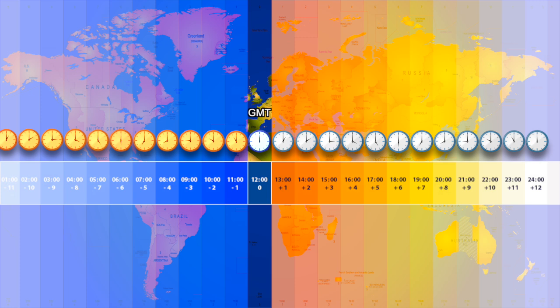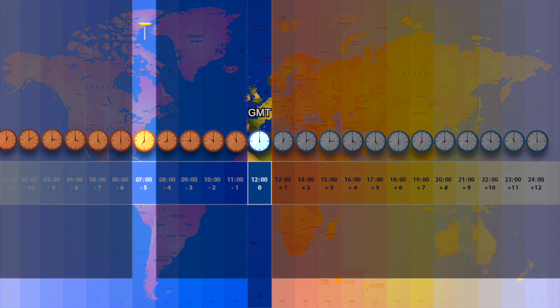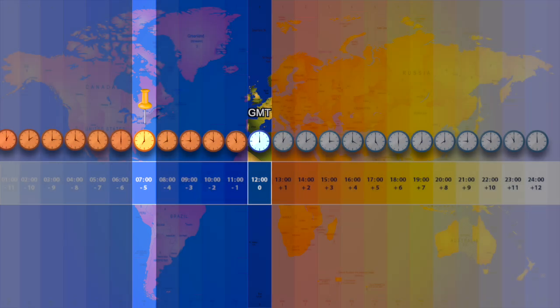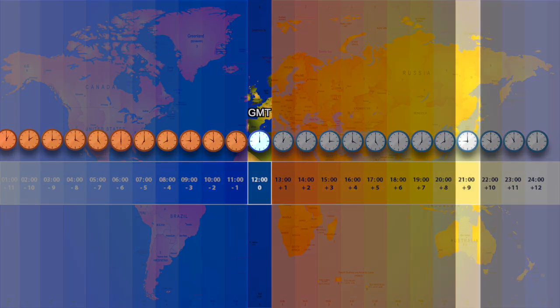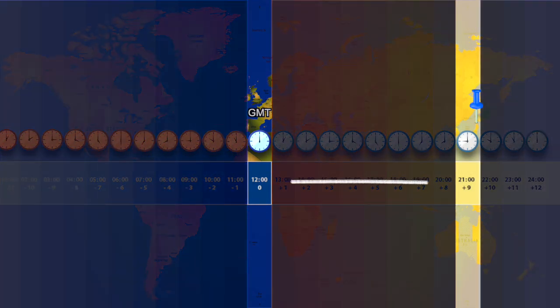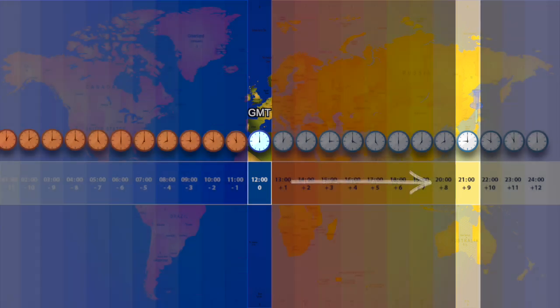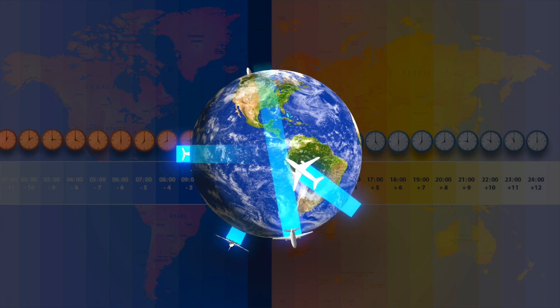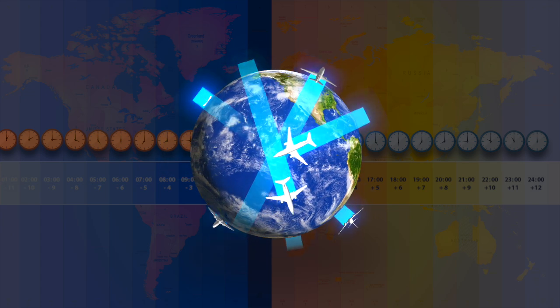Let's show some examples. Eastern Standard Time, EST in New York, is 5 hours behind GMT, while Japan Standard Time, JST in Tokyo, is 9 hours ahead of GMT. But what happens when you travel across time zones? How do you calculate the time difference between two different locations?